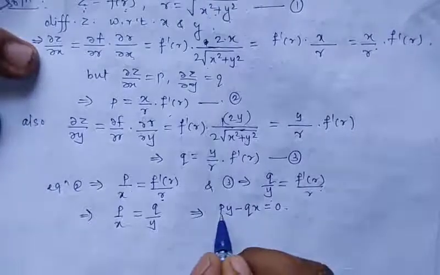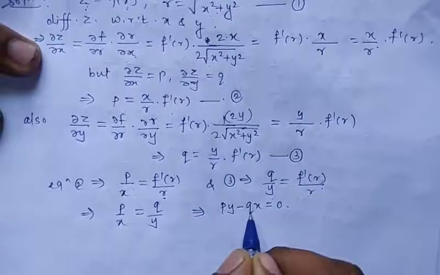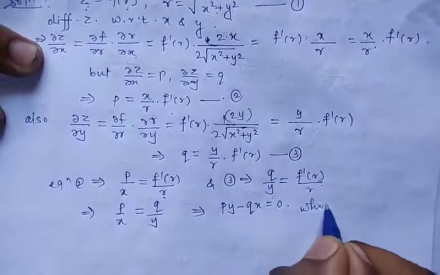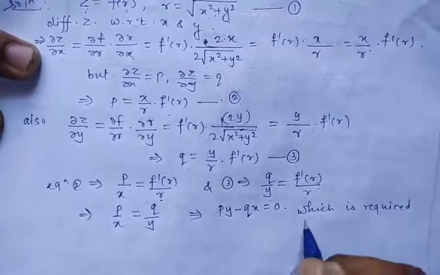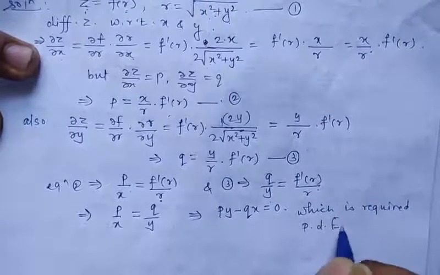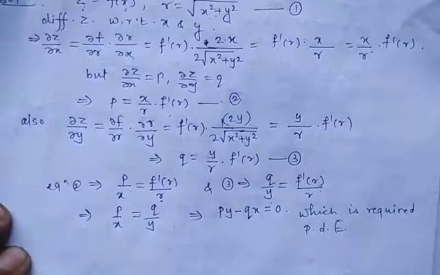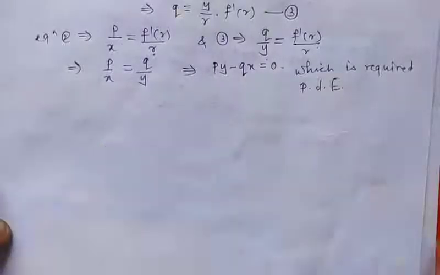So here p is ∂z/∂x and q is ∂z/∂y, which is the required partial differential equation. This is the required solution. Now let's see another example.